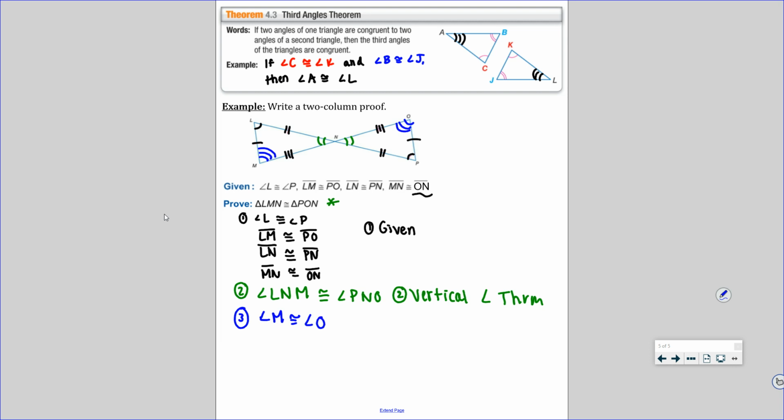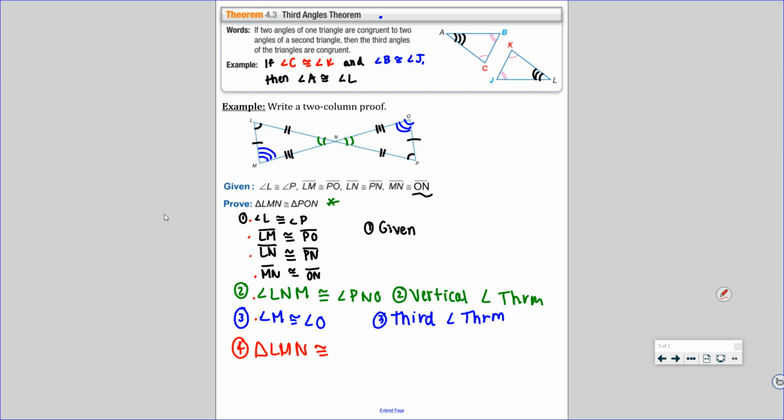Other ideas of how we could say that those are congruent. Dakota? Third angle theorem. If we know two other angles are congruent, the third angle also has to be congruent. And now that we have proved every single angle, here's my three angles, here's my three sides. Now we can conclude and state that those triangles are congruent, LMN.